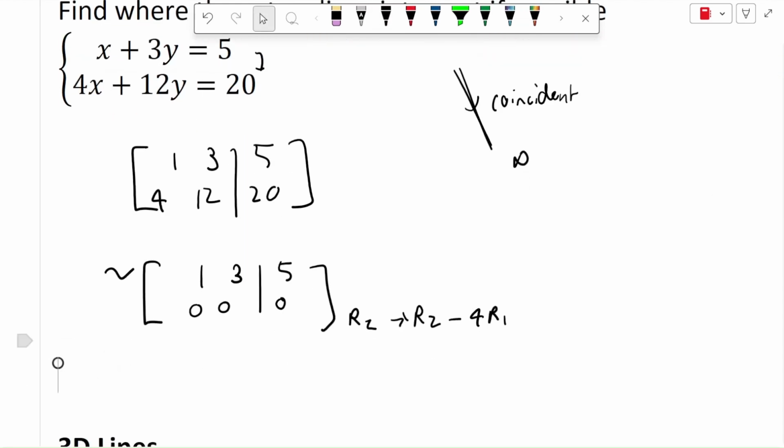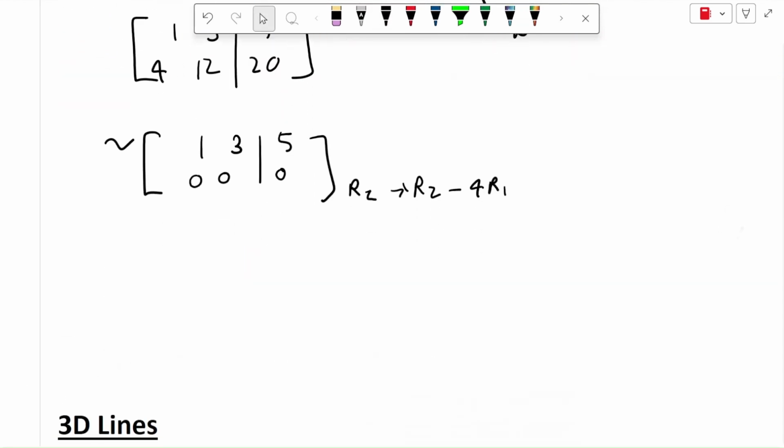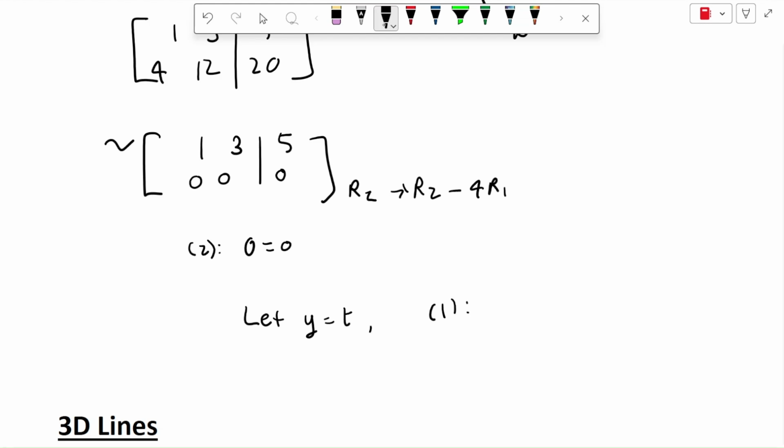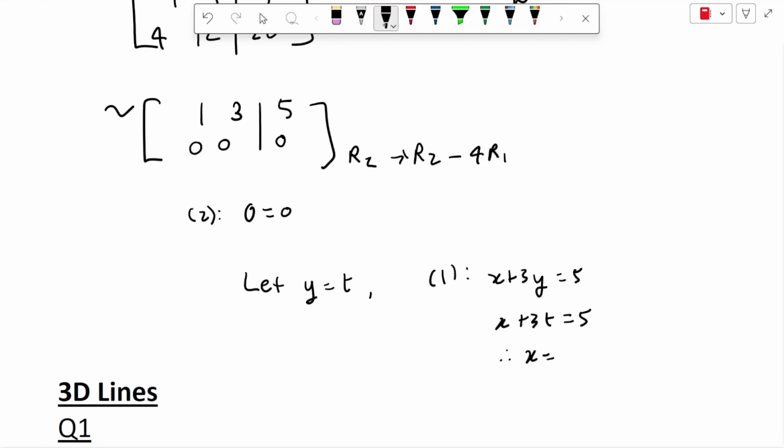So we can follow the same process we used for 3 planes. When we dealt with 3 planes, we threw out the bottom row of zeros because that's an equation which says 0 equals 0, which isn't very useful. I'm going to say let y equal t. And so equation 1 becomes x plus 3y equals 5. So x plus 3t equals 5. So x is 5 take 3t.